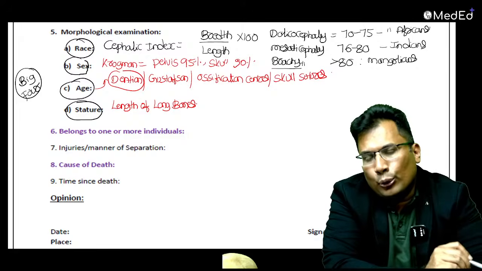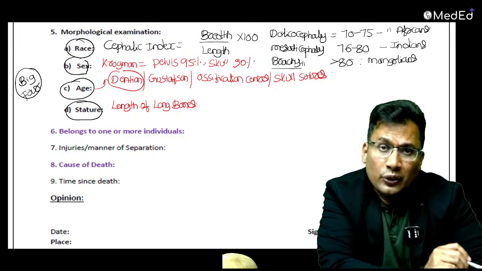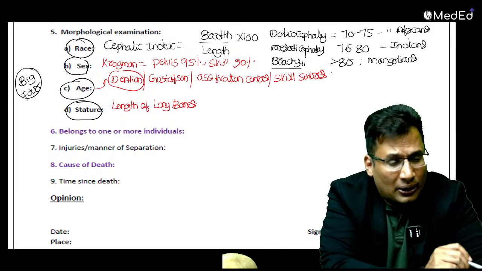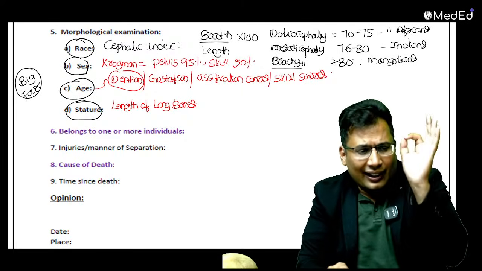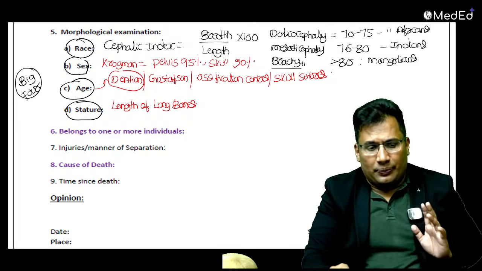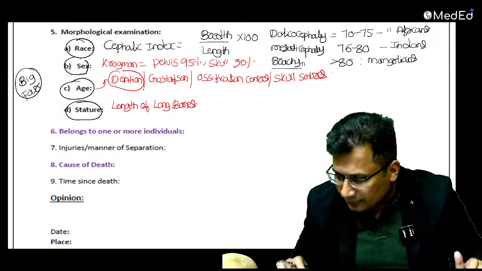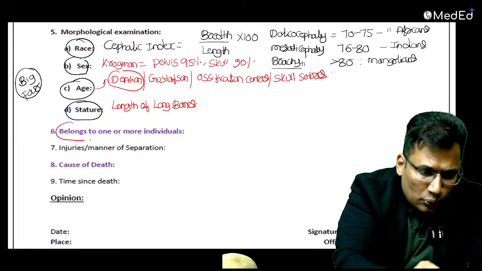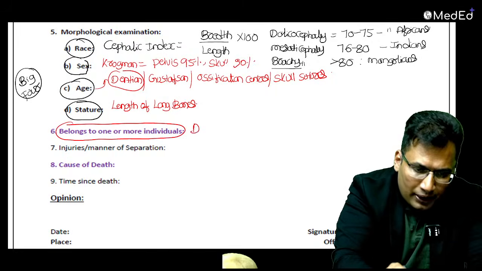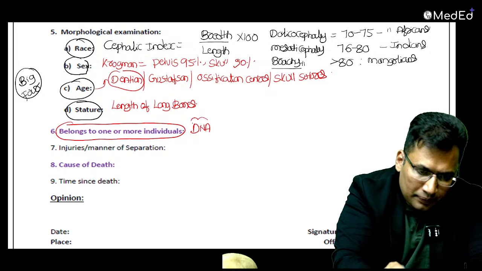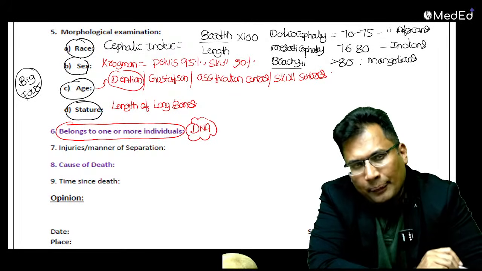Length of the long bones, for example femur length, length of the humerus, length of the radius, length of the ulna and all. So all these are the big 4 of identification: race, gender, age and stature. So this is the 5th point in the skeletal remains. The 6th point is whether it belongs to one or more individuals, with the help of DNA, fingerprint, articulation, and other criteria.